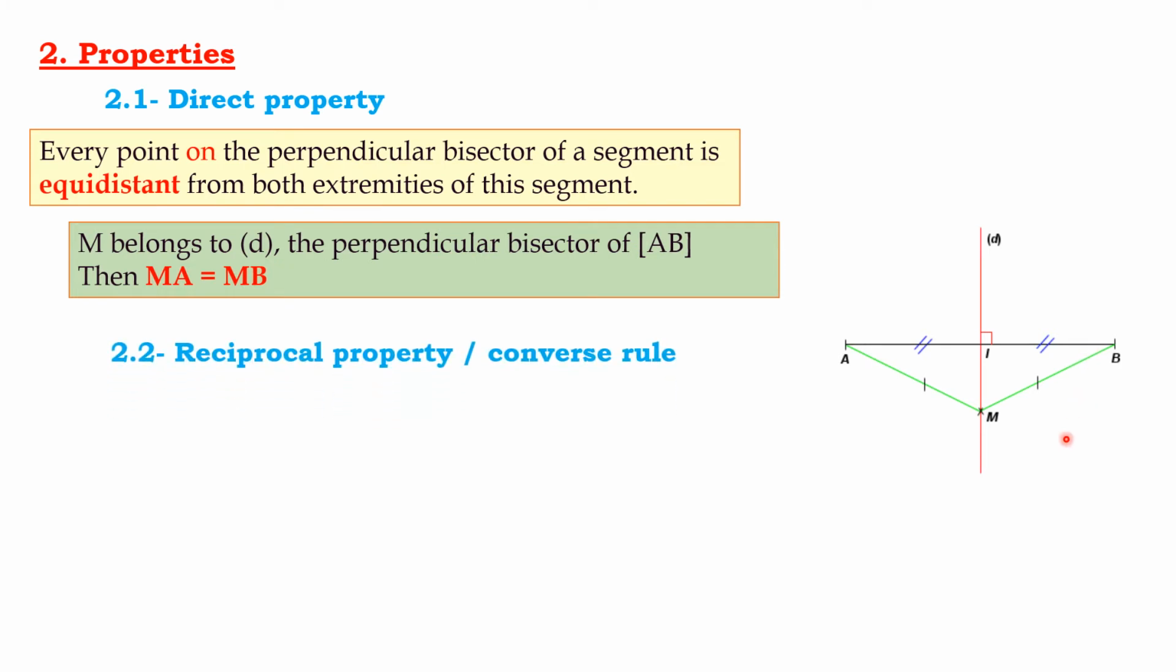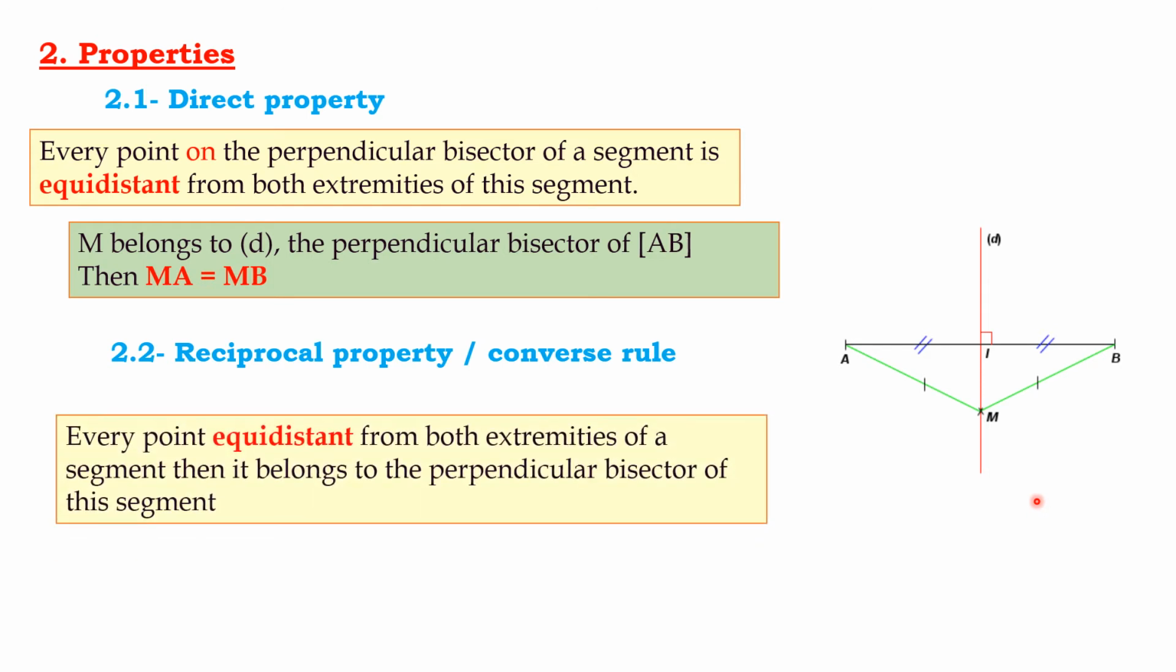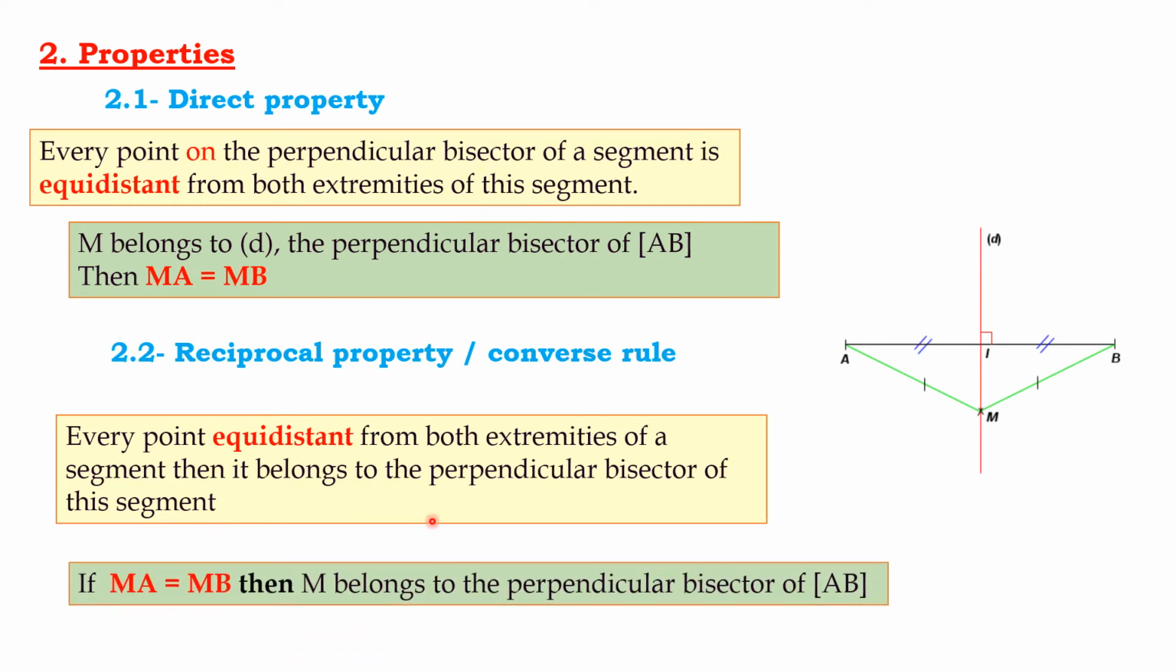The reciprocal property, or converse rule, says that every point equidistant from both extremities of a segment belongs to the perpendicular bisector of this segment. What do you mean by that? If MA equals MB, given or proved, then we can say that M is equidistant from both extremities of segment AB, then M belongs to the perpendicular bisector of AB.